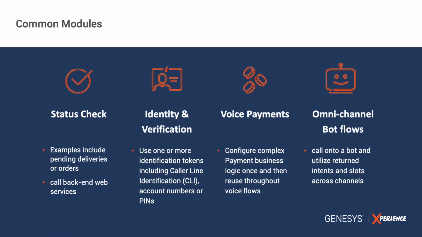With the introduction of common modules, customers can more easily incorporate reusable blocks of routing logic across flows and even channels. Common modules can even be reused in multiple flows in the same channel for voice bots coming in through different phone numbers and from different web pages or web messaging channels. Some common use cases are listed in the slide, including status checks for pending deliveries, identity and verification services, voice payments, and omni-channel bot flows. Pretty great feature.